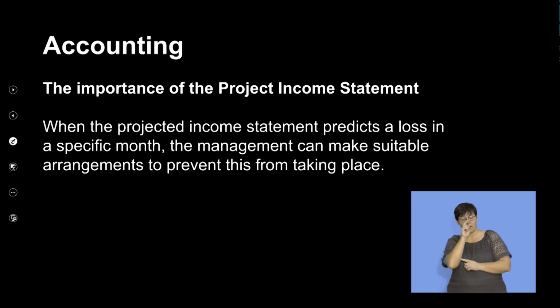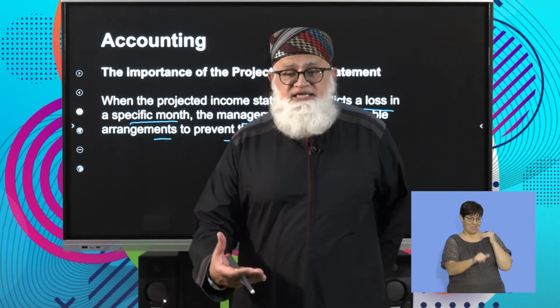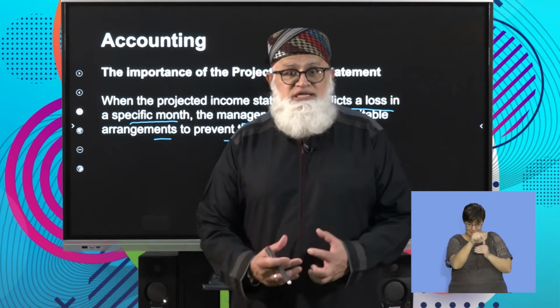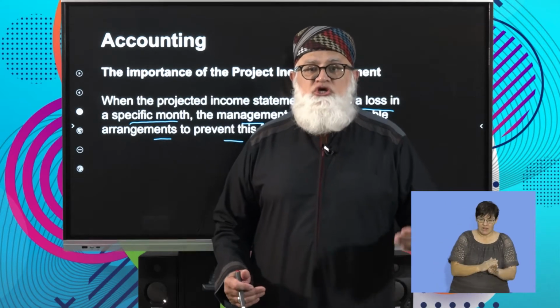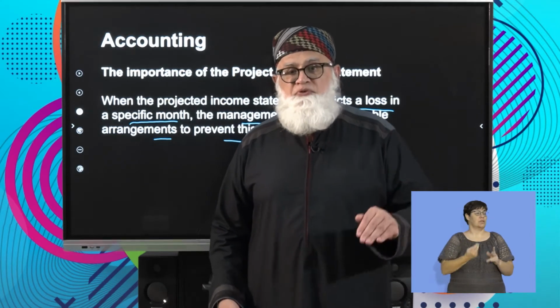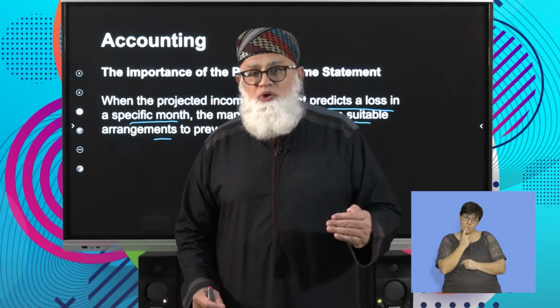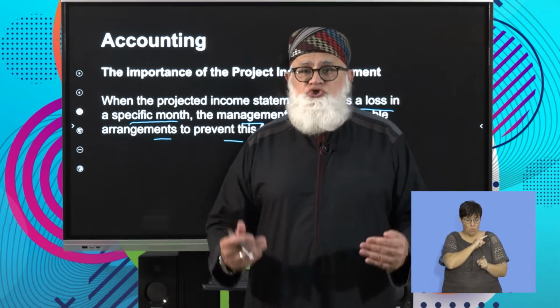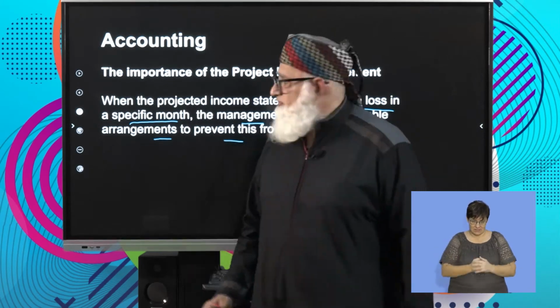If your projected income statement predicts a loss in a specific month, management can make suitable arrangements to prevent this from taking place. In other words, if you're looking at a projected income statement and it is indicating that there's a possibility of a loss in that month, immediately management needs to say, okay, hold on, what actions can we take to prevent that loss from occurring? So understand what we're saying. It is just not a preparation of something that we put away in a cupboard. No, it is something that we interact with on a continuous basis to ensure that we take corrective action when necessary, to ensure that we do not sustain a loss, to ensure that we try to the best of our ability to maximize our profits.